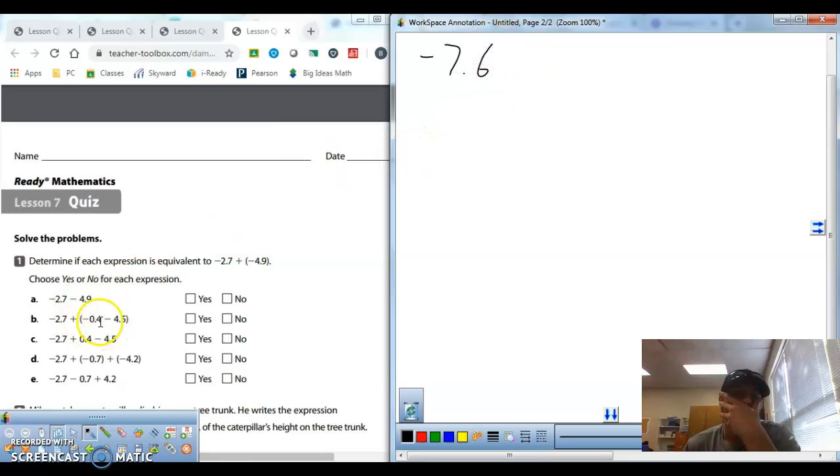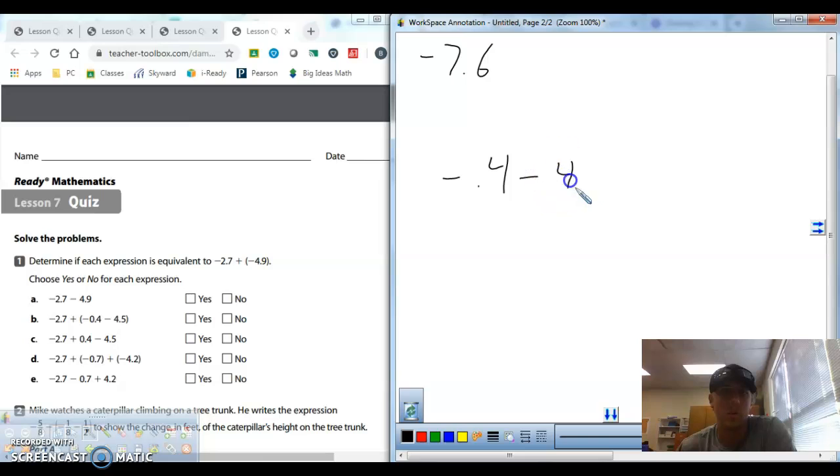Okay. This next one, we got negative 2.7. Okay, so now we got to look at if these parentheses combine to make a negative 4.9. So we got negative 0.4 in there minus 4.5. Okay. Again, we got a negative 0.4. We're going 4.5 more negative, so we get a total of negative 4.9 there, which would be the same thing as the original equation. So both A and B are yes so far.